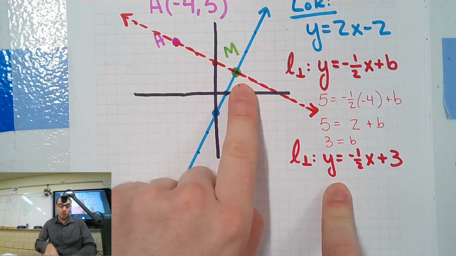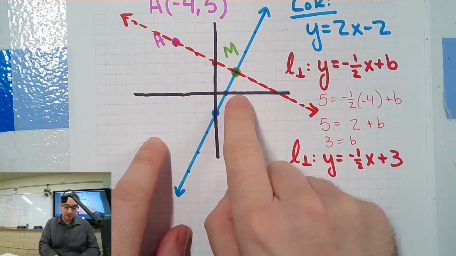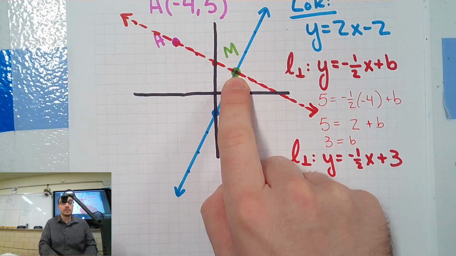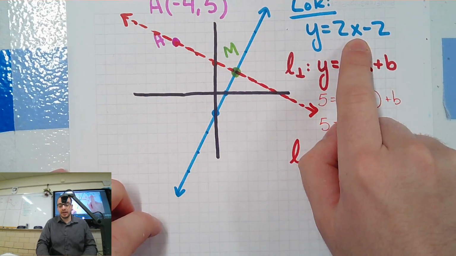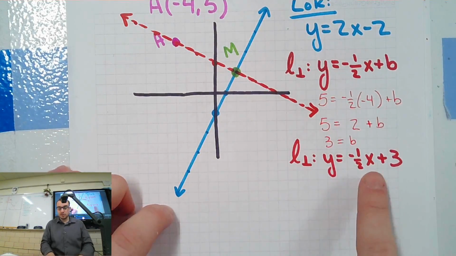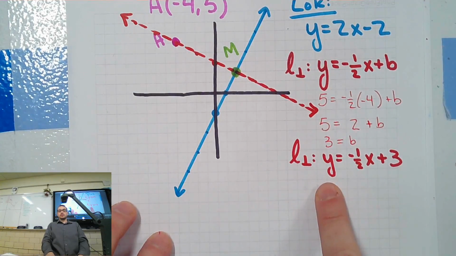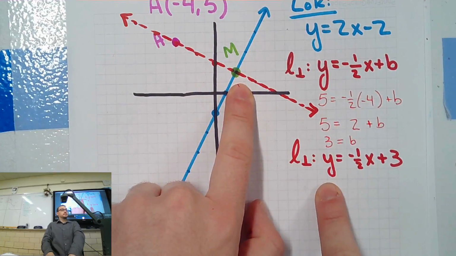What we're asking is where do they agree? Meaning that when we plug in 2 for x, both of these should have a 2 come out for y. If I plug in 2 here, I get 4 minus 2, which is 2. If I plug in 2 here, I get negative half times 2, which is negative 1, plus 3 is 2. So (2, 2) is where they're going to agree.